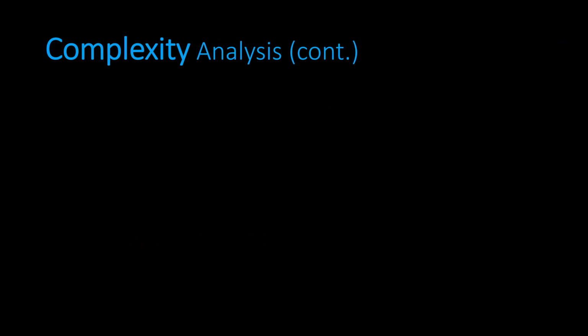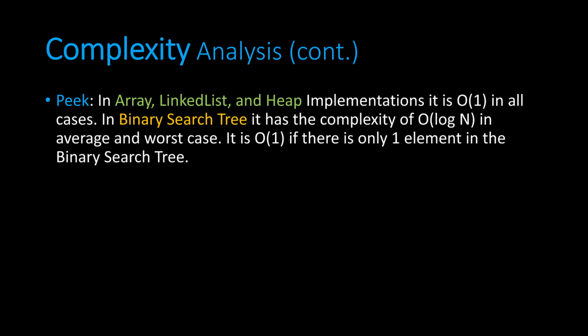Complexity analysis continued. The peek function in arrays, linked list, and heap implementation will cost us only O(1) if we want to pick or see the first element in the priority queue. In the case of a binary search tree, it has the complexity of O(log n). O(log n) is the maximum cost of traversal between the binary tree nodes. So it will be the cost of the average and worst case.